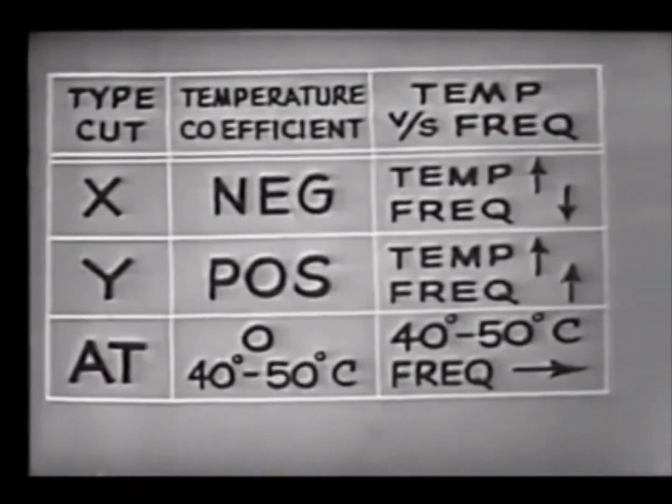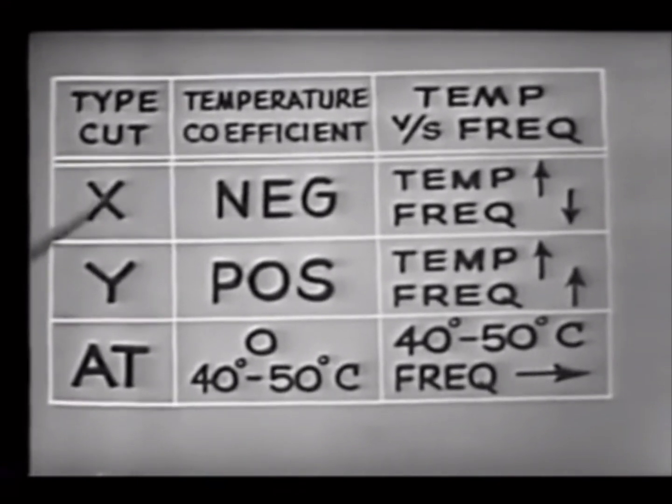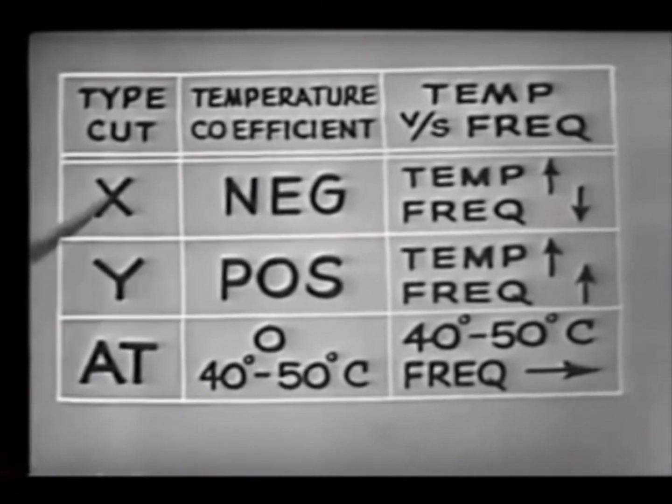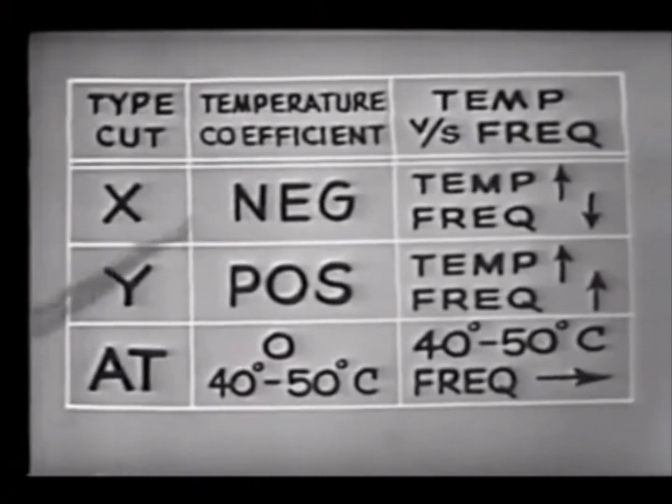Temperature coefficient is actually the effect that a change in temperature will have on the frequency of the crystal. Now, let's compare the temperature coefficients of the 3 cuts that we just considered, the X, Y, and AT cut crystals. To do that, we'll use this chart. On the left, we're indicating the type of crystal cut, the X, Y, and AT. Let's begin then with the X cut. The temperature coefficient of the X cut is negative.